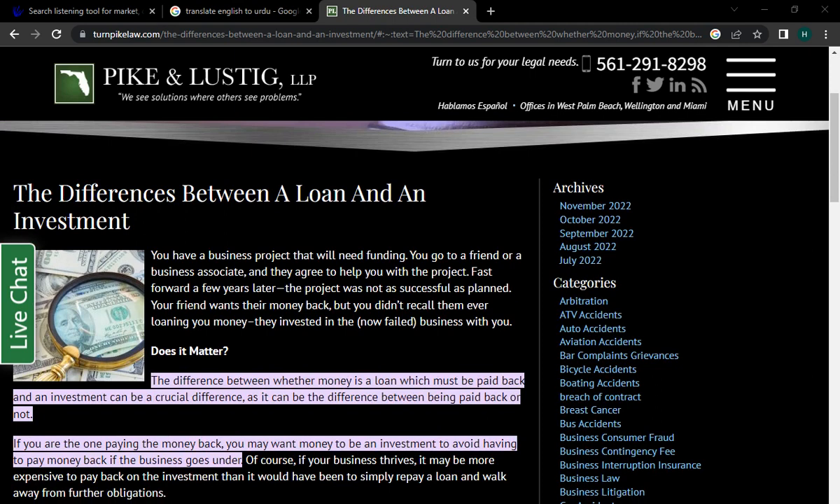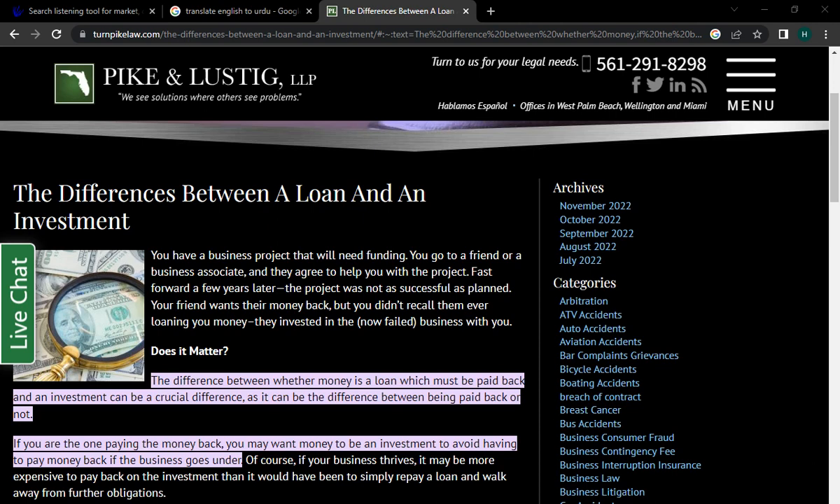Does it matter? The difference between whether money is a loan, which must be paid back, and an investment can be a crucial difference, as it can be the difference between being paid back or not. If you are the one paying the money back, you may want the money to be an investment to avoid having to pay money back if the business goes under. Of course, if your business thrives, it may be more expensive to pay back the investment than it would have been to simply repay a loan and walk away from further obligations.